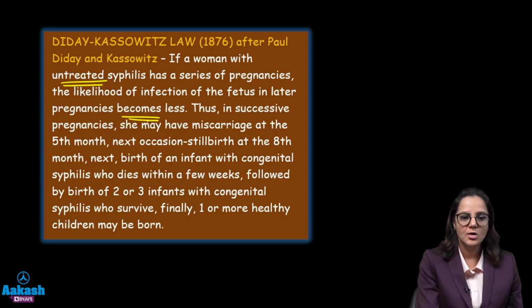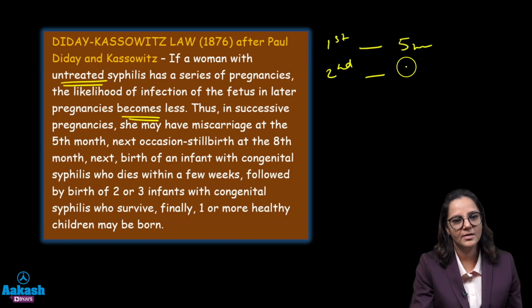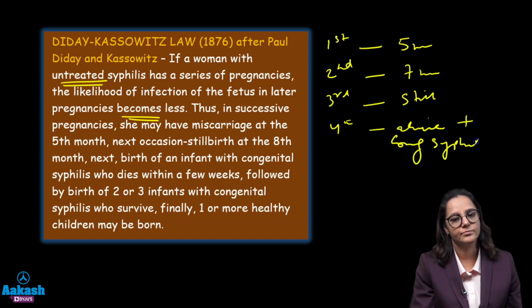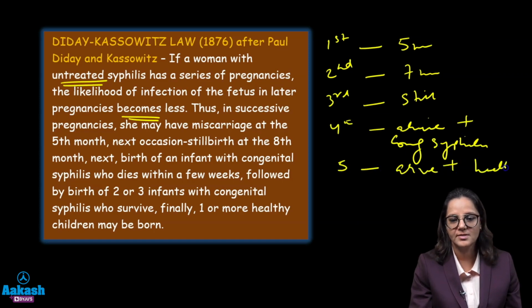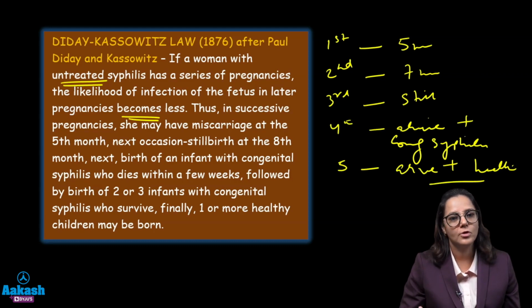What do we mean by this? So for example, in the first pregnancy, there is a miscarriage at 5 months. In the second pregnancy, there can be a miscarriage at 7 months. In the third pregnancy, the baby can continue to term, but it is a stillbirth. In the fourth pregnancy, the baby is born alive, but it has congenital syphilis. And in the fifth, the baby is born alive and has no signs of infection, so the baby is healthy. So this is what Kasowitz rule says, that with each successive pregnancy, the prognosis of the baby gets better.